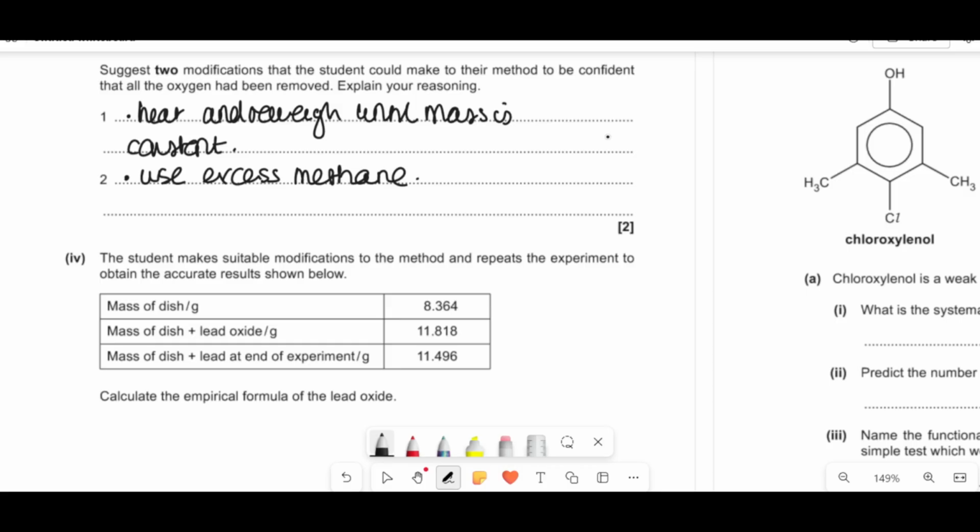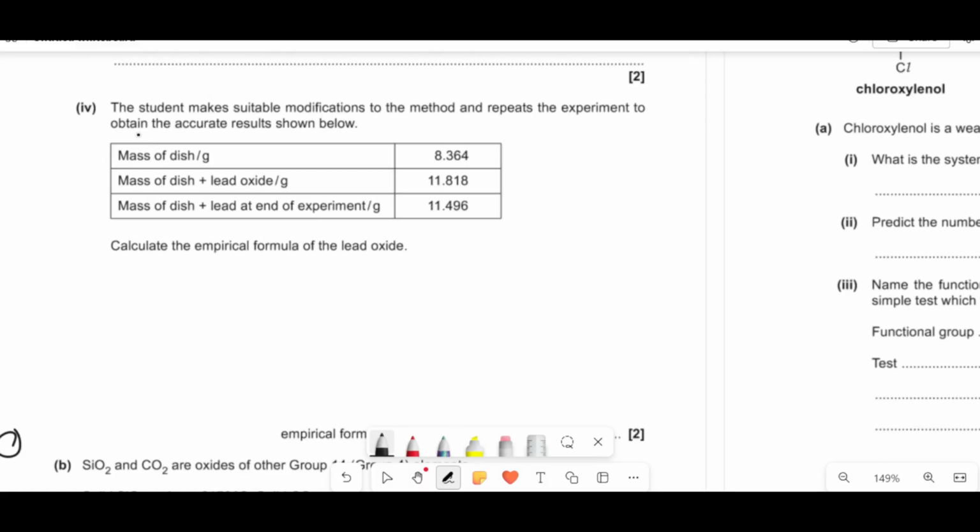Other things you could do is you could try and, for example, measure how much CO2 is made by bubbling it through lime water, and if no more's being made, then it's done. But I think that's a bit meh, to be honest. I think those two are the strongest points. The student makes suitable modifications and then repeats them to get these accurate results.